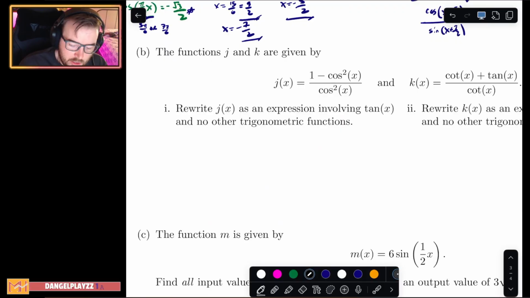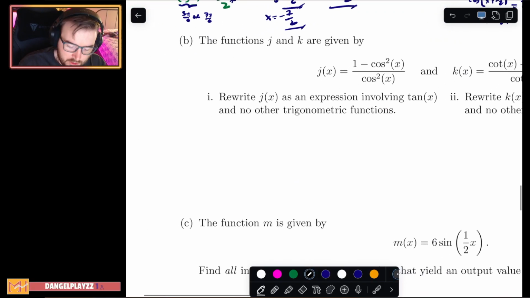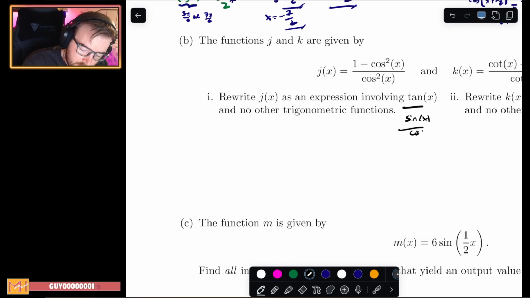Rewrite J as an expression involving tangent and no other trig functions. Well, tangent is sine over cosine. So somehow we're going to end up with a sine over cosine.